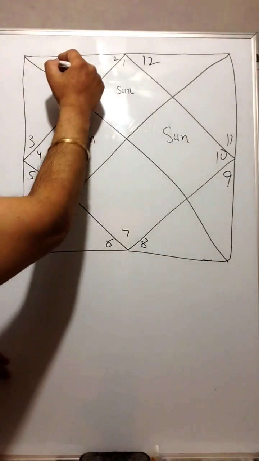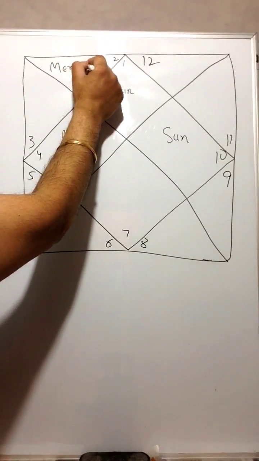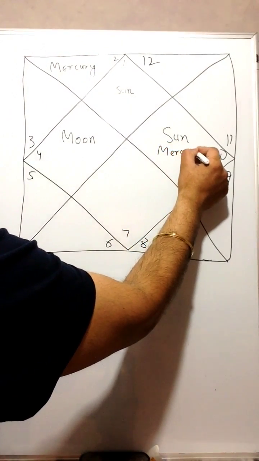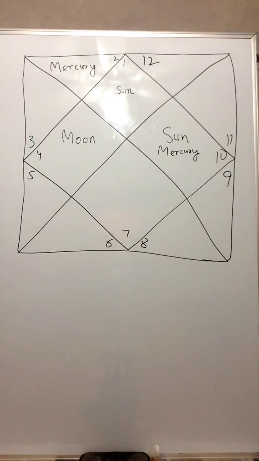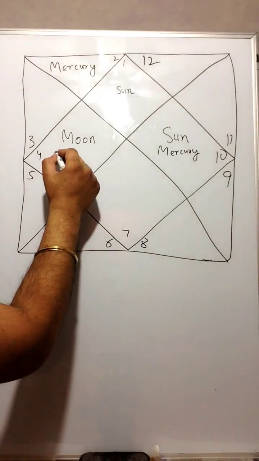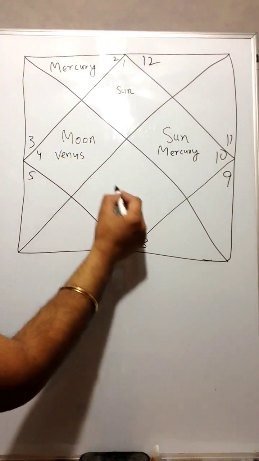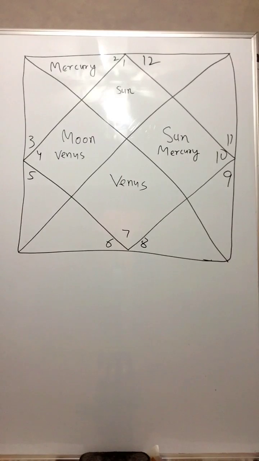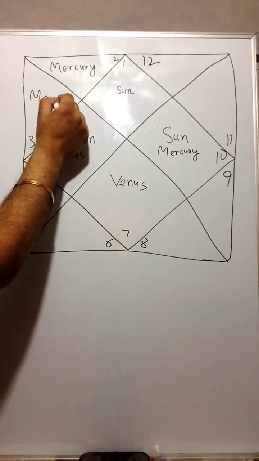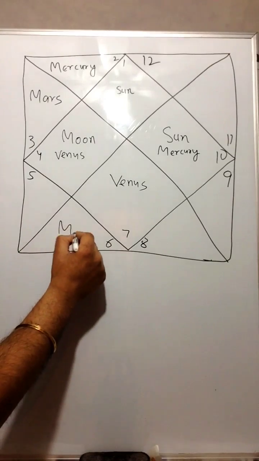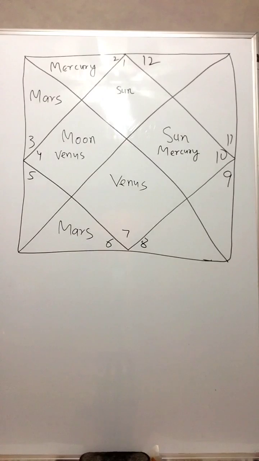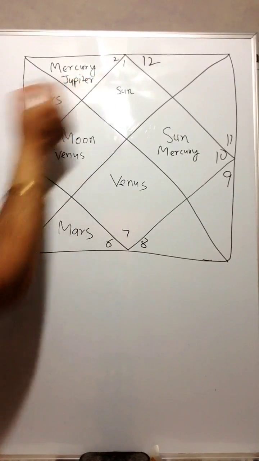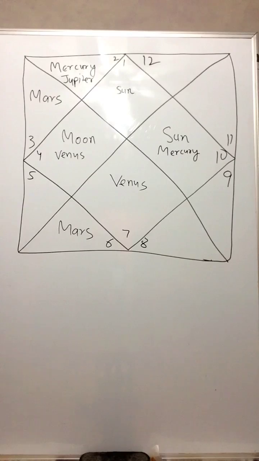Mercury is the Karaka of second house. And also 10th house. Then Venus is the significator of this fourth house also, and then 7th house. Then Mars rules third house and 6th house. Jupiter rules also second house and 5th house.